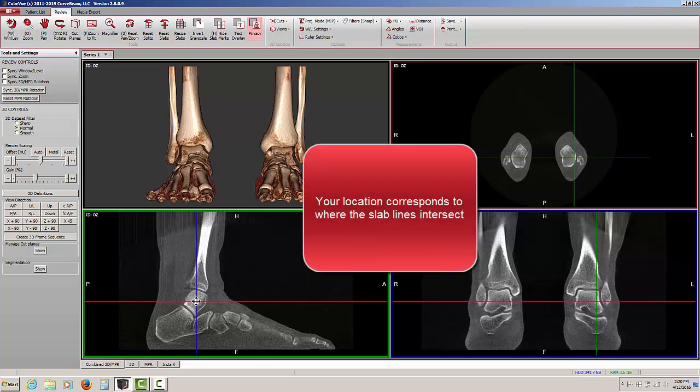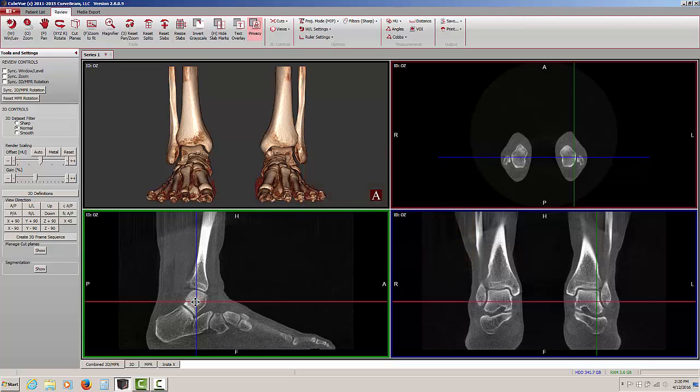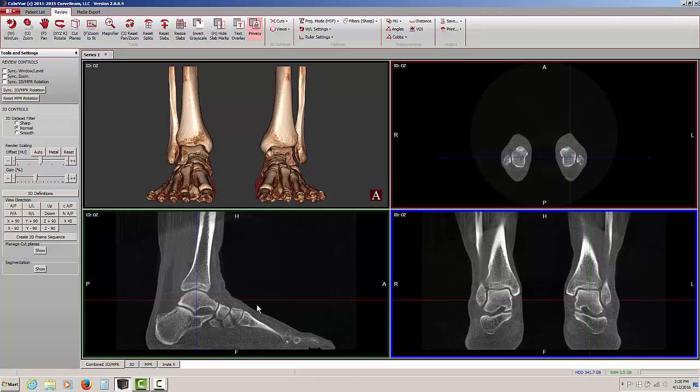So the location I am looking at in each of the images corresponds to where the different colored lines intersect on each of the images. Again, we know that we're looking at the patient's left foot and we're looking at the talus bone. Again, I can grab two lines. We're right in the middle of the talus bone in all three images. That's the patient's left talus bone because the green slab line is closest to the left indicator.